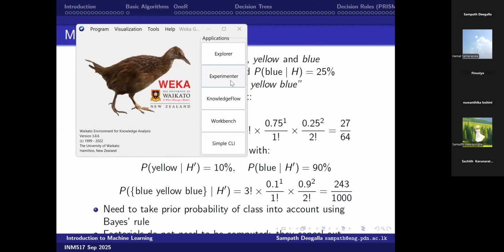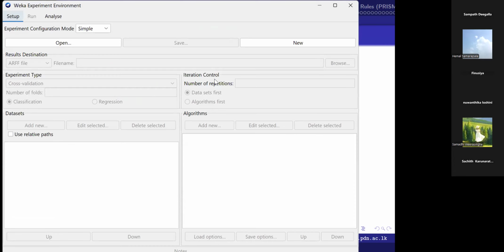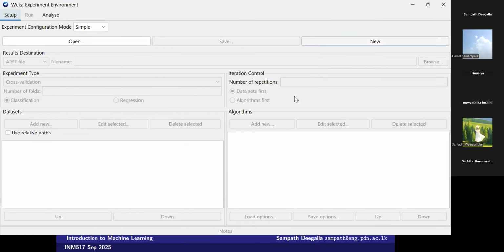Experimenter is really good if you're going to experiment with multiple data sets and multiple machine learning algorithms. So if that is the case, go for Experimenter. Let me show you how to use Experimenter now. Okay, the interface is slightly different now. Here we have three tabs: setup, run, and analyze.